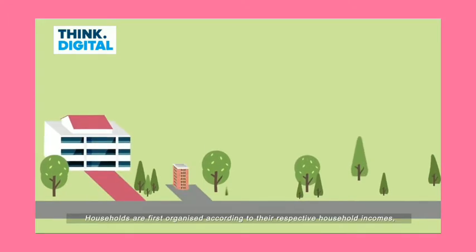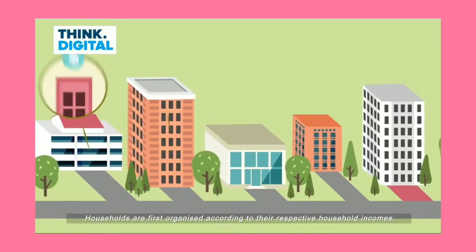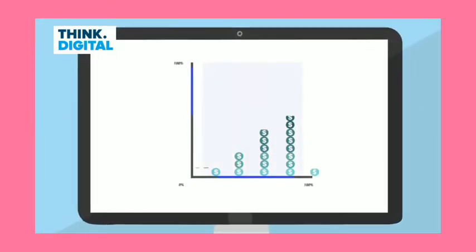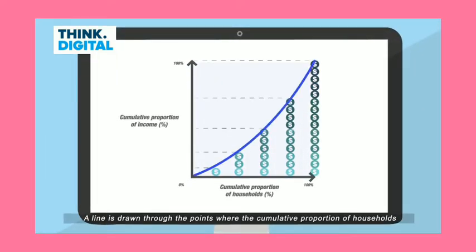Households are first organized according to their respective household incomes, from the lowest to the highest. A line is drawn through the points where the cumulative proportion of households is plotted against the corresponding cumulative proportion of income. This is the Lorenz curve.